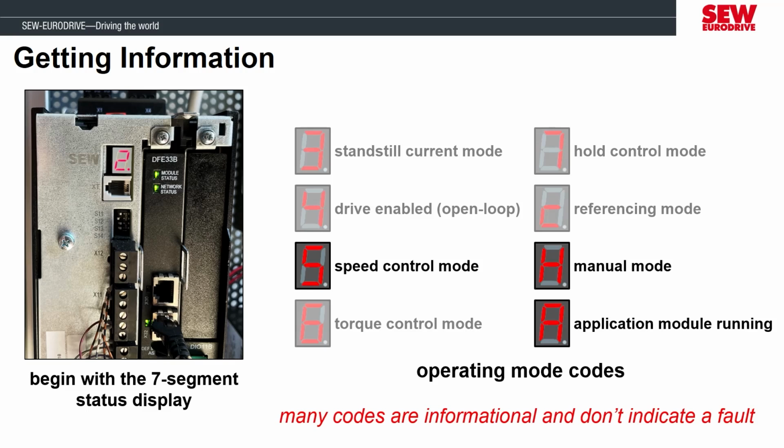We've discussed some of these in the previous lab exercises, such as codes 5, H, and A, but all of the codes above represent normal operating states. Also, some of these you would only see if the MOVIDRIVE was configured to operate in that mode, such as standstill current, torque control, hold control, and others. It will be helpful to learn what codes you see on your MOVIDRIVE, since it's easier to identify what operating modes the equipment uses.